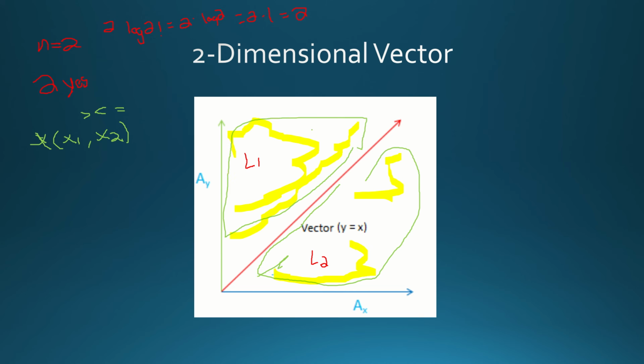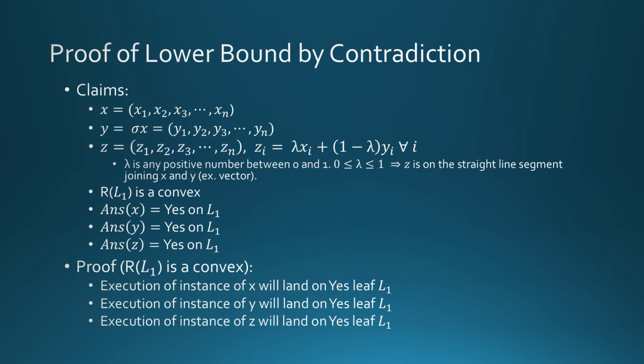The L1 region is when x is less than y, and the L2 region, the leaf of yes, is when x is greater than y. So based on our time complexity, we've proven that even in a two-dimensional case, you'll have two separate regions for leaf 1 and leaf 2. So let's press on after this.